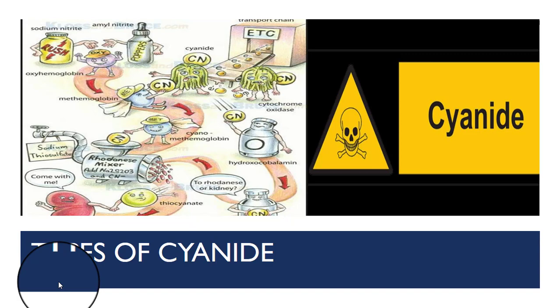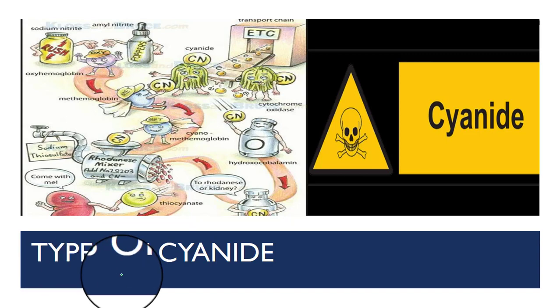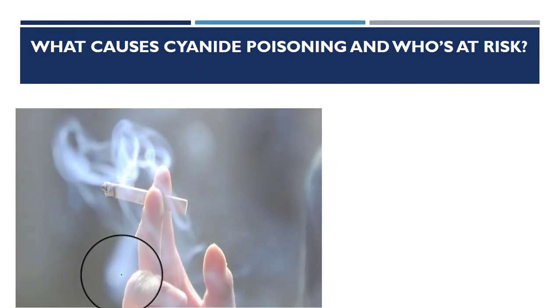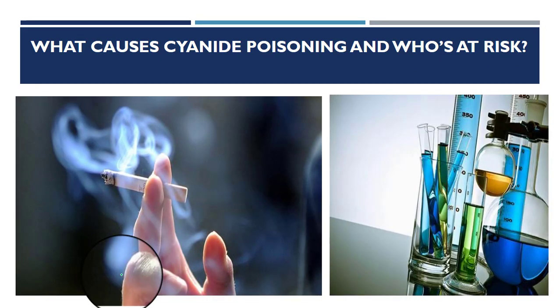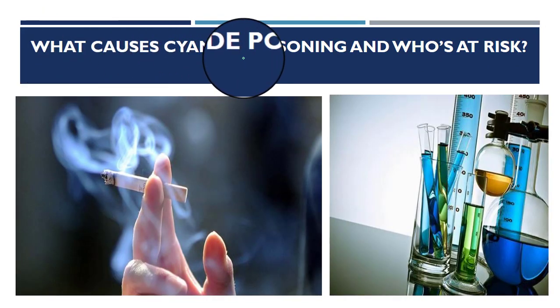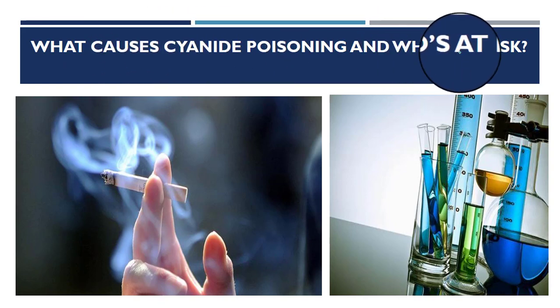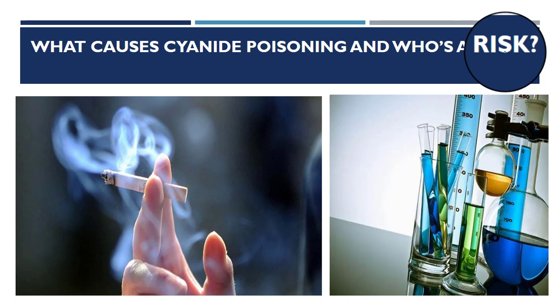Now next, we'll discuss the causes. That is, what are the basic etiologies that lead to cyanide poisoning, and who is at risk of this cyanide poisoning. So let's talk about it. So cyanide poisoning, when it does occur, is typically the result of smoke inhalation or accidental poisoning when working with or around cyanides.